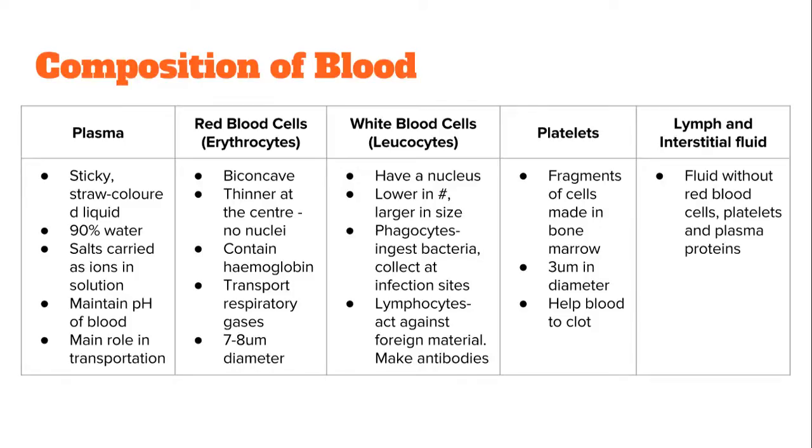If we think about our erythrocytes or our red blood cells, they're biconcave in shape, and we'll cover that in a few slides' time. Because of this, they're thinner at the center, and they have no nucleus. They contain a special pigment called haemoglobin, and that's one of our dot points to look at the advantage of, and we're going to look at its structure and how that functions in a moment also. Its main job is to transport respiratory gases, so specifically oxygen and carbon dioxide.